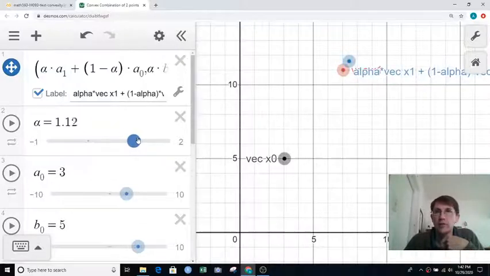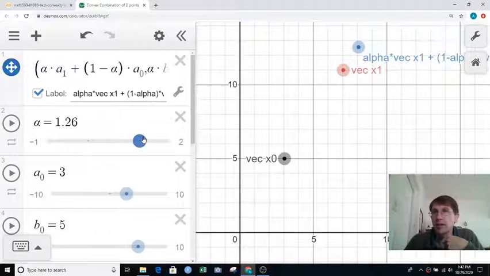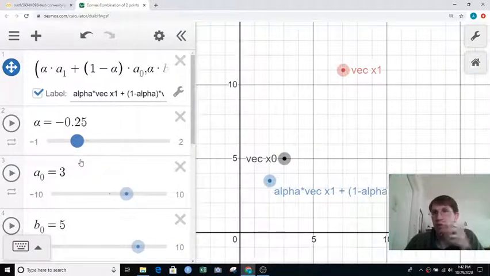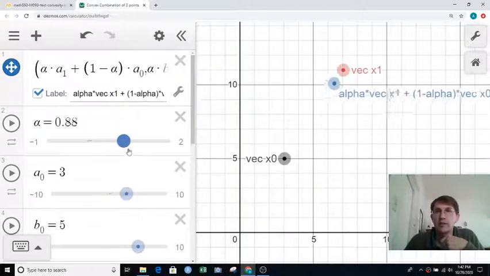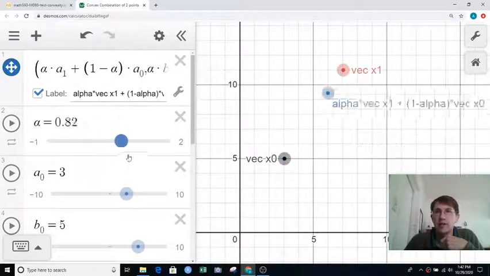And if I pushed alpha beyond 1, I would get something that's not on the line segment between those 2 points. And if alpha was negative, I would get something over here. So that's our idea of a convex combination.